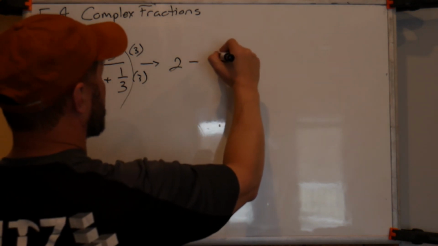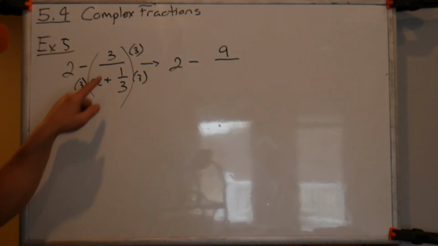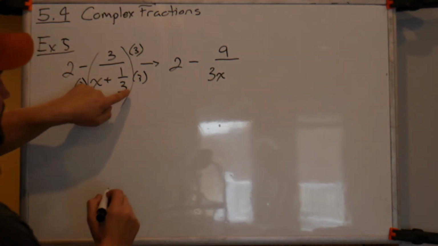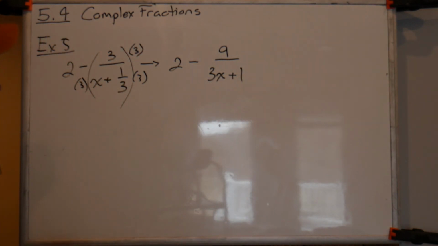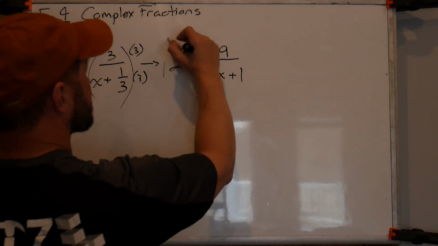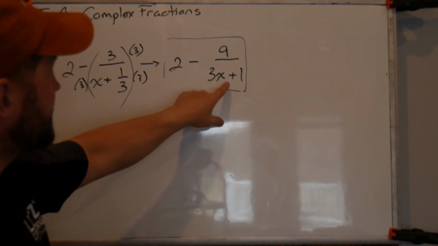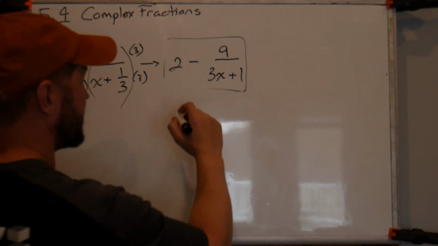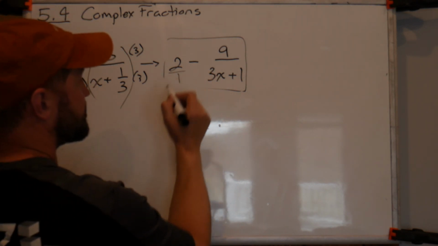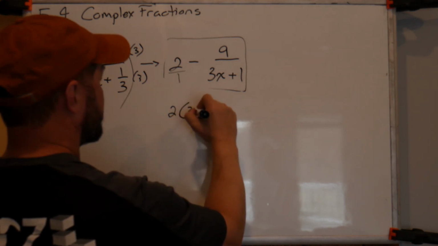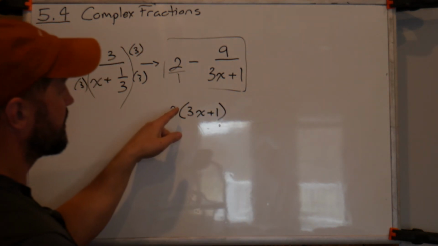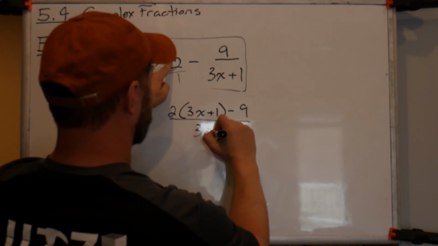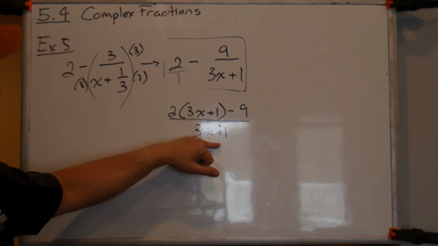When I do, I have a 9 on top, and then I have a 3x plus 1. Now I see something a little easier to work with because I simply have an LCD of 3x plus 1. Now I'm back to two expressions and I need the LCD. What's missing? I can write this as 2 over 1. That means I'm missing 3x plus 1. When I do that here, I'm able to just combine my numerators because I know I have just made an LCD of 3x plus 1.